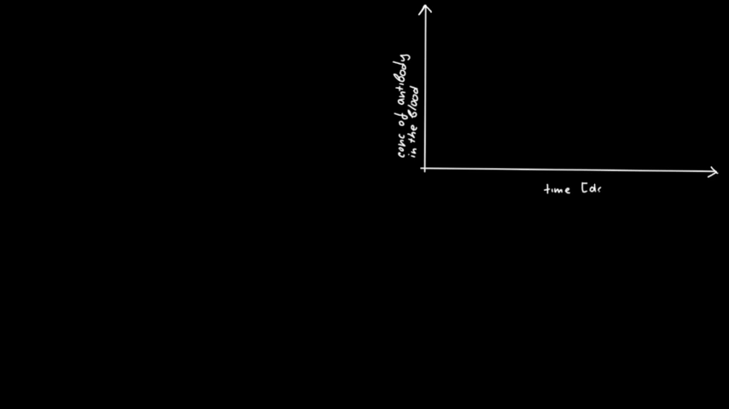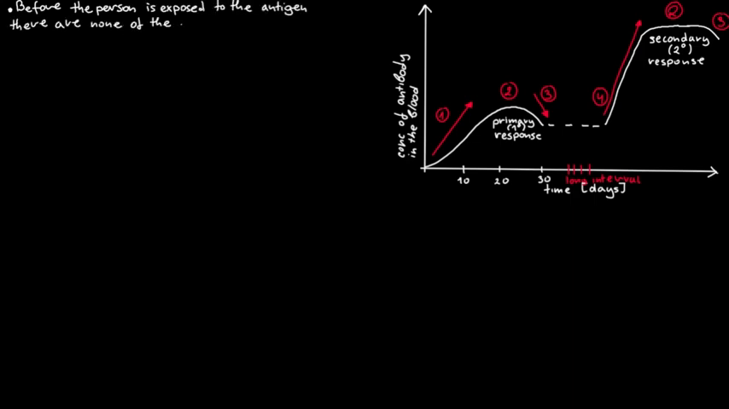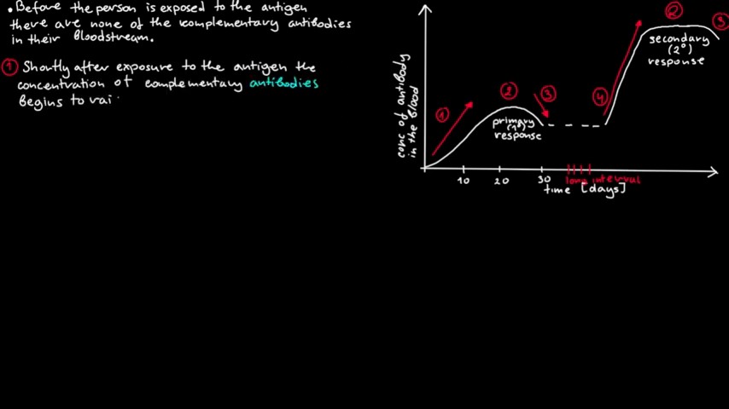Okay, so now let's talk about the primary and secondary immune response. Before the person is exposed to the antigen, there are none of the right complementary antibodies in their bloodstream. This is because the T and B cells haven't come into contact with the antigen. Shortly after the person is exposed to the antigen, the concentration of the complementary antibody begins to rise. This is the primary response, and it's slow because there aren't many B cells that can make the antibody needed to bind to the antigen.